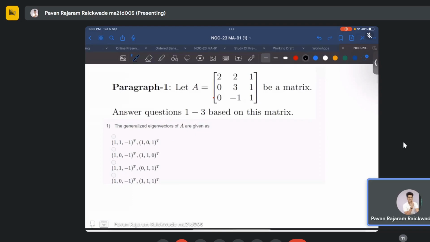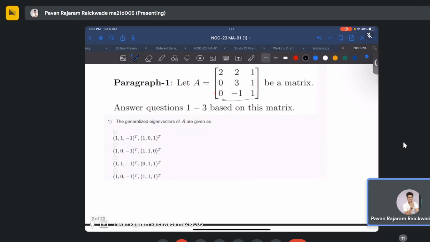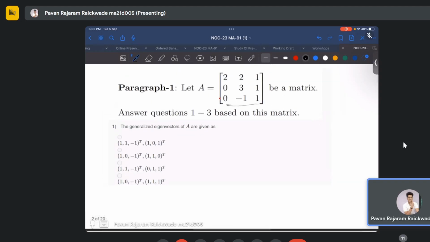Okay. So let's solve these questions together. You have a matrix A. Question number 1 asks, what are the generalized eigenvectors of A? Basically, what is a generalized eigenvector? First thing is the definition of an eigenvector.